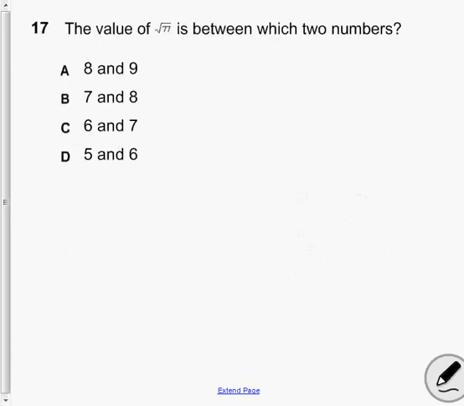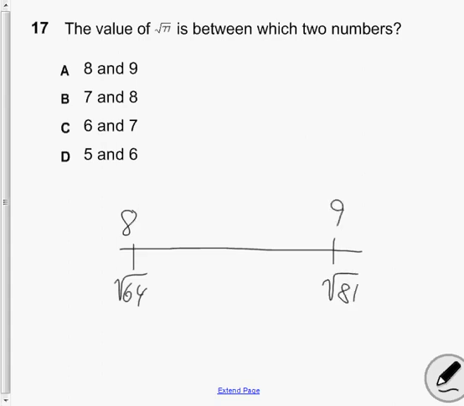Question 17, the value of the square root of 77. So it says between which two numbers? Well, I know that the square root of 64 is 8, and the square root of 81 is 9. So the square root of 77 has to fall somewhere in this spectrum, which means it's between 8 and 9.